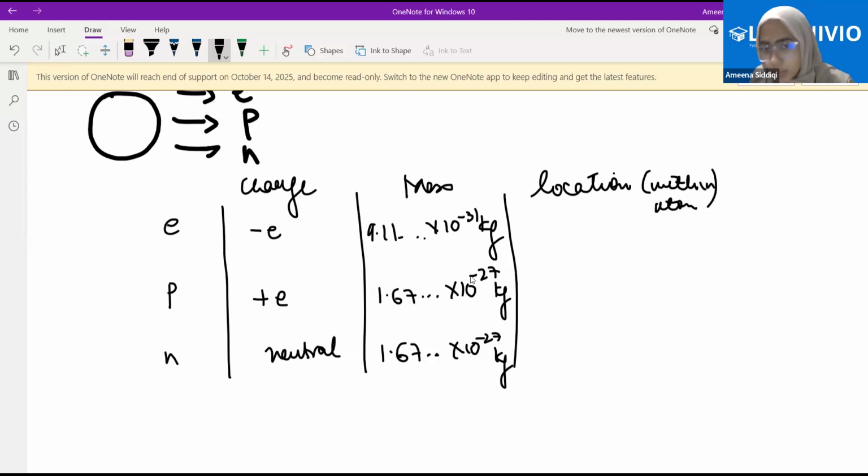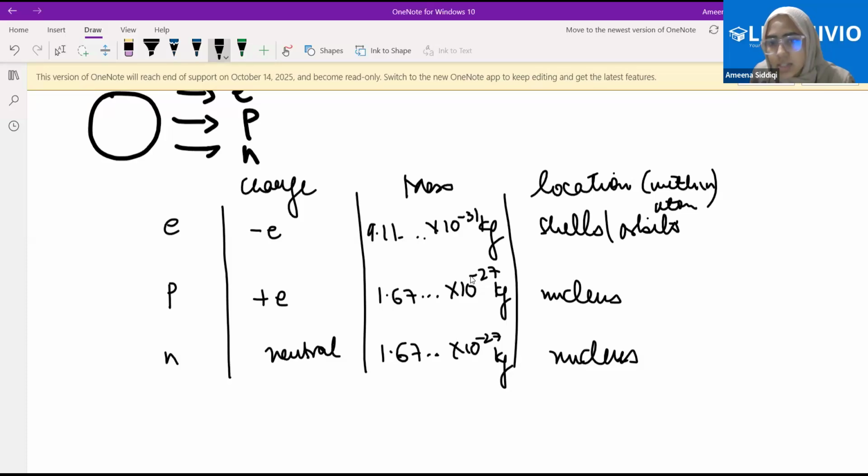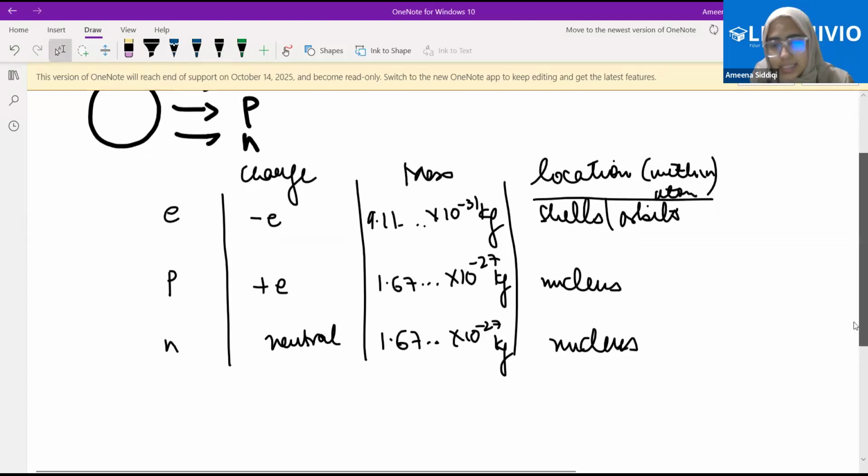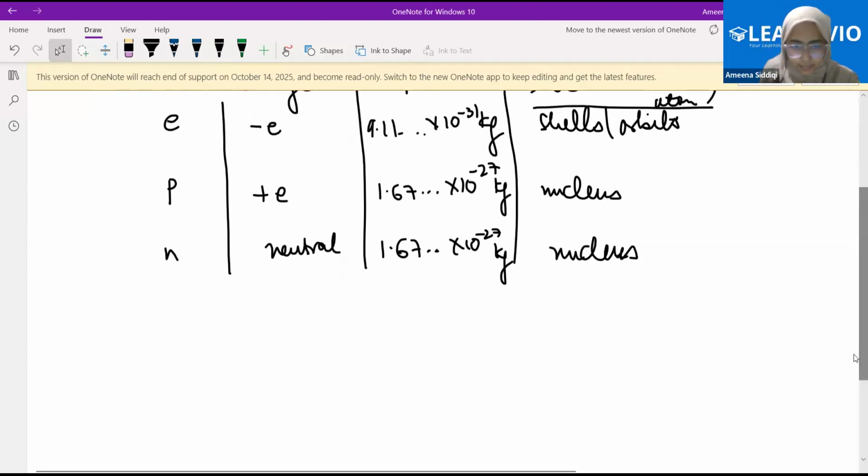Now come to the location. The location of the proton and the neutron is in the nucleus. We'll be discussing all these terms, so don't worry. The proton and the neutron lie within the nucleus, and the electrons lie on the shells or the orbits. Now let's quickly see what we mean by the elementary charge.